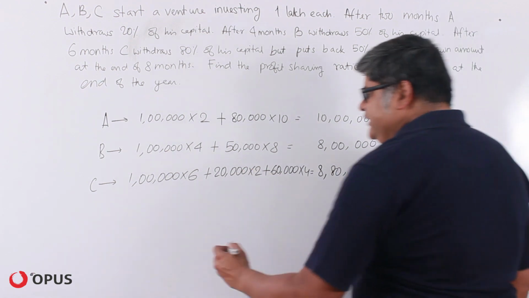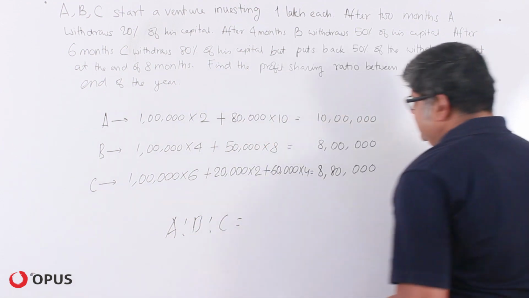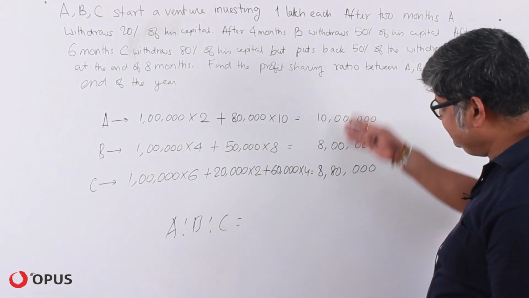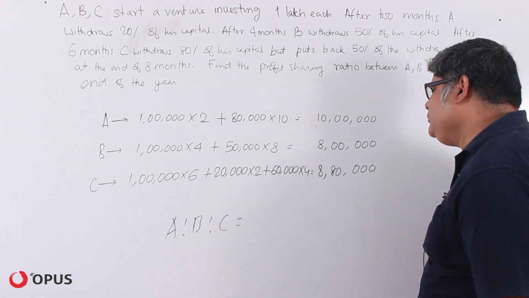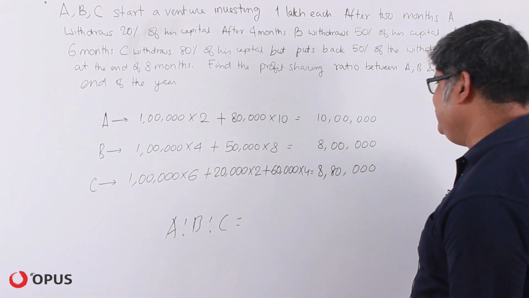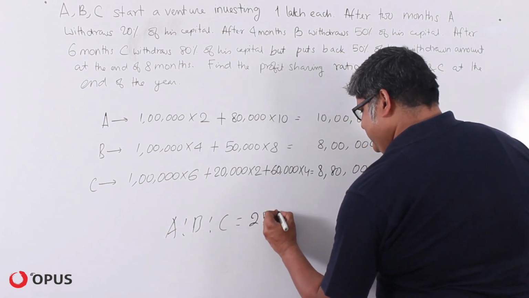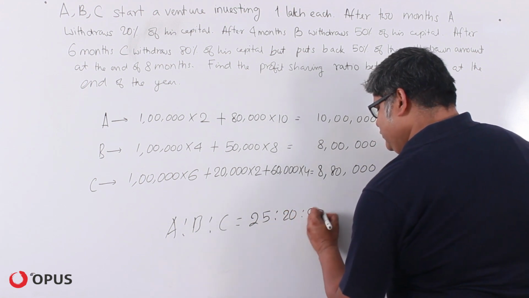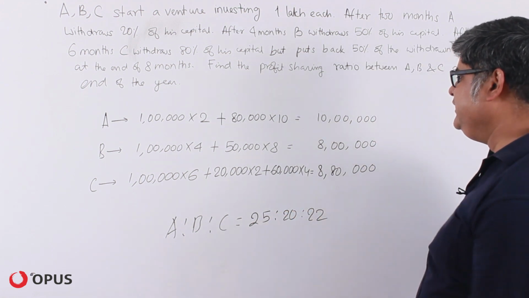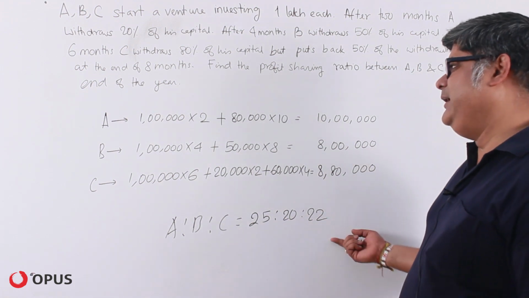Now if you have to take out the ratio of A is to B is to C, what do we have to do? Now we have to take out the ratio of these three values. Basically it is 100 is to 80 is to 88. Now if you do the math, so it would be 25 is to 20 is to 22. So the profit sharing ratio would be nothing but 25 is to 20 is to 22.